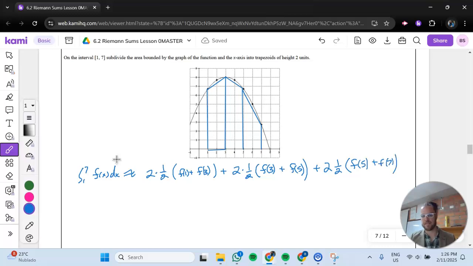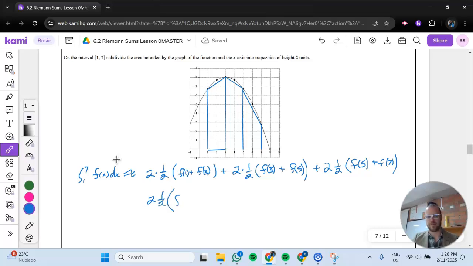And then the width of 2 times 1/2 to give us the average of f(5) plus f(7). Now, the nice thing is, in this particular case at least, that the 2 and the 1/2 cancel out. And so what we can do is pull those all out front, which would be like 2 times 1/2.